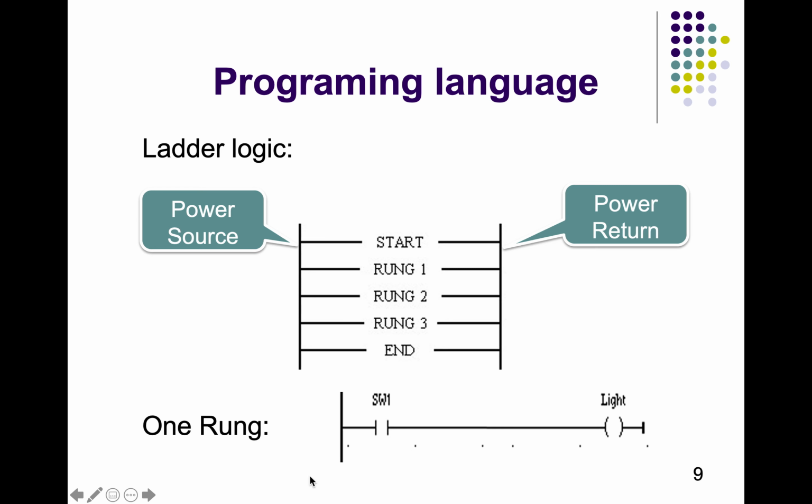So we know that the left hand side is power. It will come and stop at the switch. Whenever you turn on the switch, this power will go through here, and it will reach the light, and it will turn on the light. So that's how the PLC works. So if it is turned off, the power won't go to the power return. That means the light is not going to be turned on.